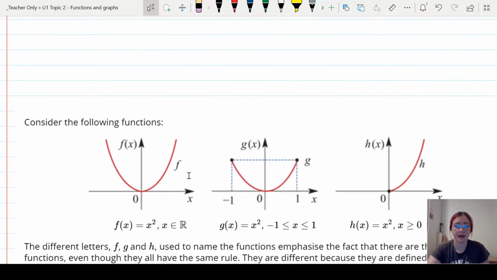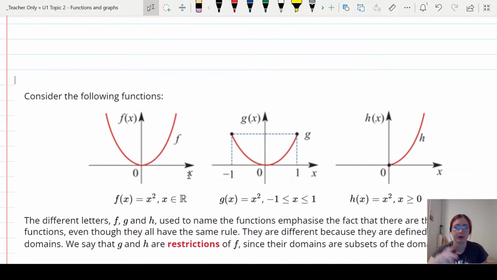So if we look at these three functions here, f of x equals x squared, g of x also equals x squared, and h of x equals x squared. The only difference with these three is that they all have different domains. So even though they're all defined by the same function, we use different letters to denote what they are because they have a different domain. So it means they are a separate situation.